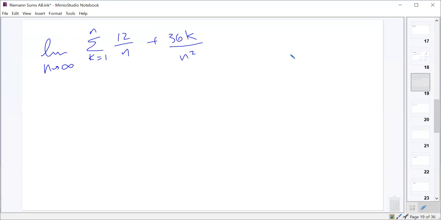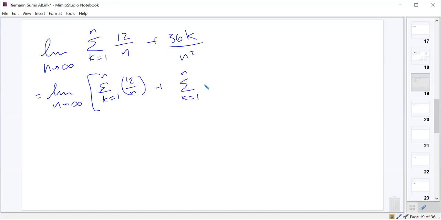And then now we need to find the sum. So I'm going to break this summation down into two different pieces. One for k equals 1 to n of 12 over n. And then another one for k equals 1 to n of 36k over n squared.